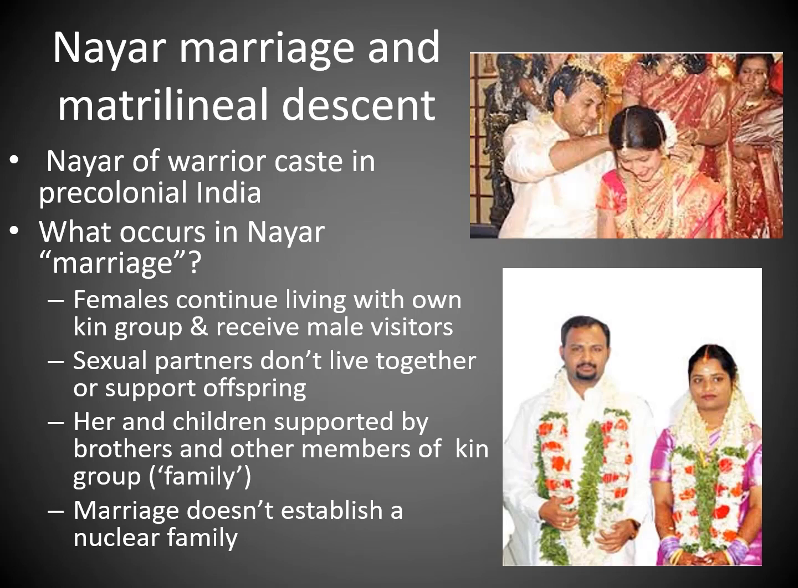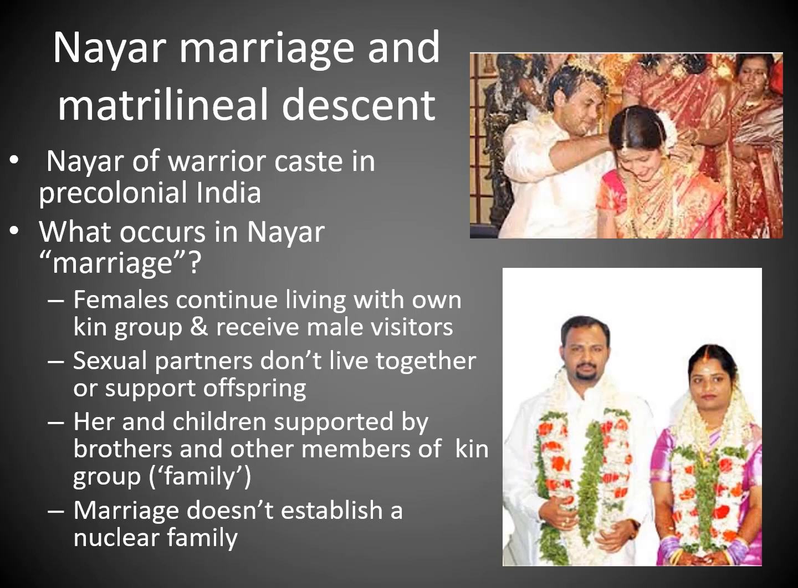The sexual partners don't live together, and they don't raise the offspring together either. The offspring of these liaisons actually belong to the woman and her matrilineal kin group. Her and her children aren't supported by the husband, the groom. They're not supported by the male visitors. They are supported by her brothers, the maternal sons of her kin group. So they're sort of like the father, if you will. The brothers of these females who live in their matrilineal kin group are now taking care of their sister's children. They're the father figure, providing resources and other things.